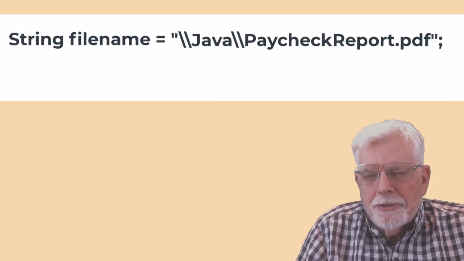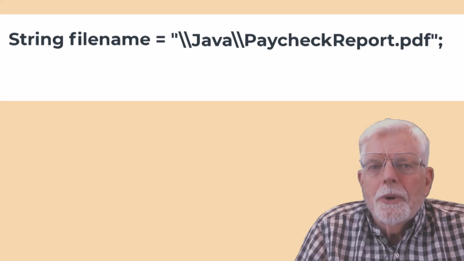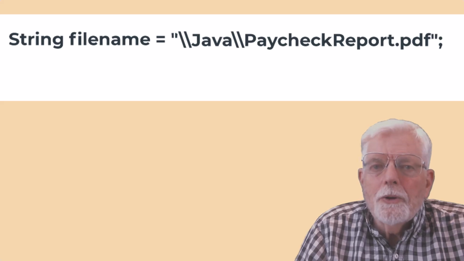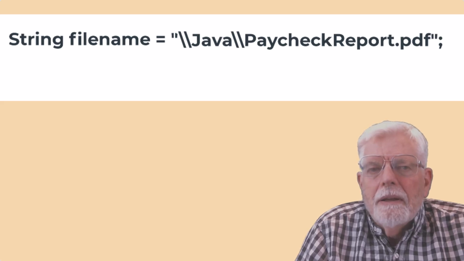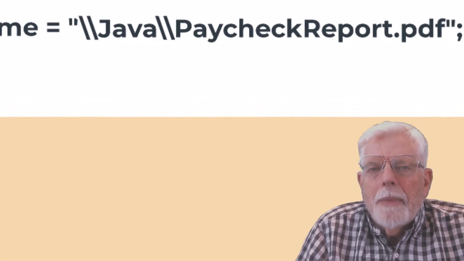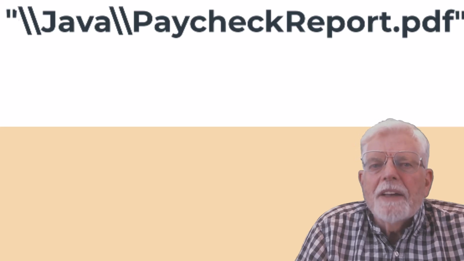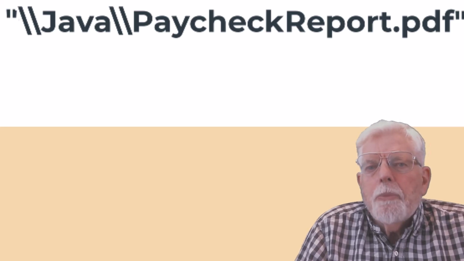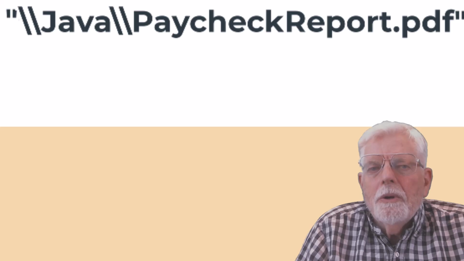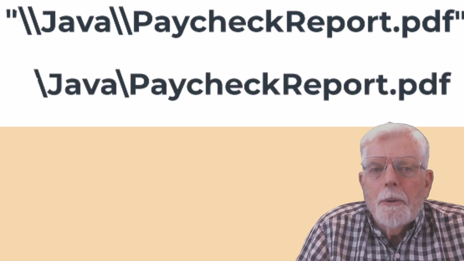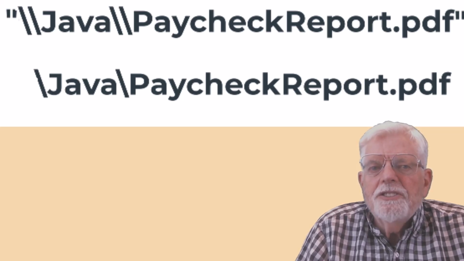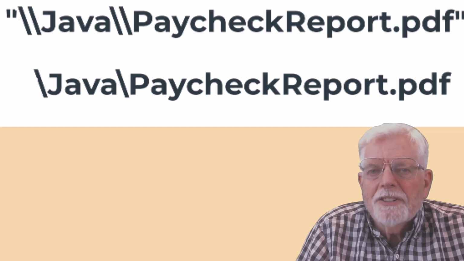This is especially important when using a quoted string literal inside a program to specify a Microsoft DOS or Windows path and file name. Inside the program, String fileName = "\\Java\\paychecklabreport.pdf"; becomes \Java\paychecklabreport.pdf because the double backslashes inside the string convert to a single backslash.